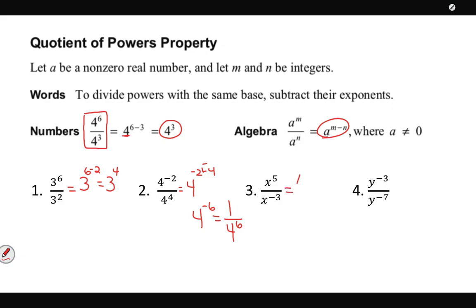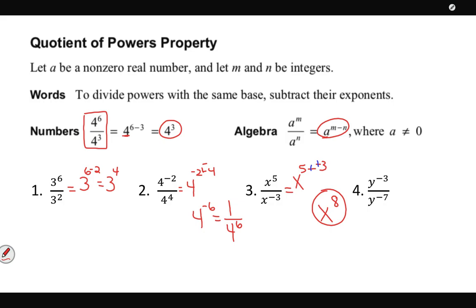Here we have x is the common base, so it's 5 minus, and that exponent in the denominator is a negative 3. So now if we keep, change, we end up with x to the 8th power.